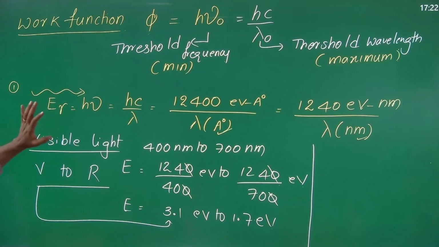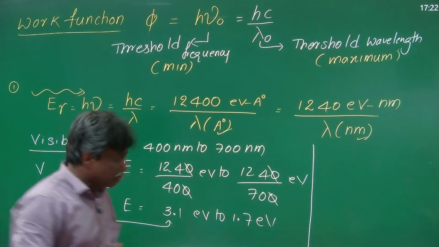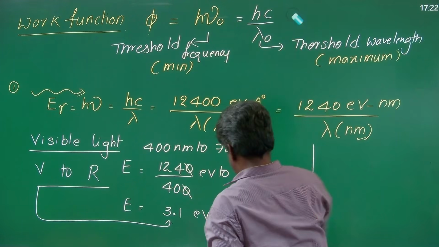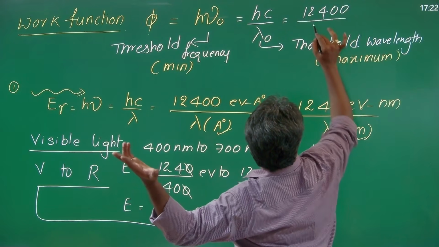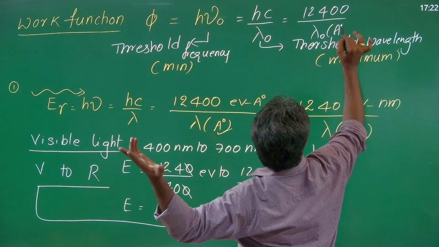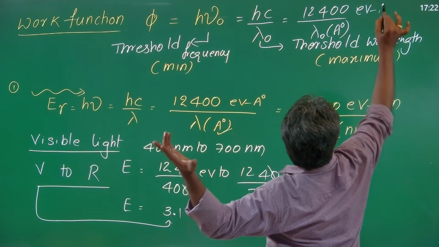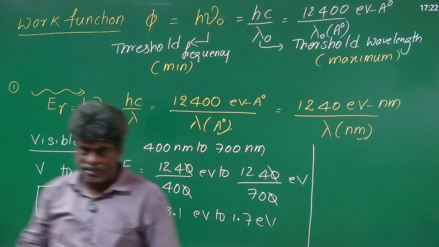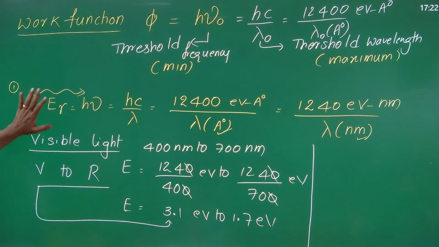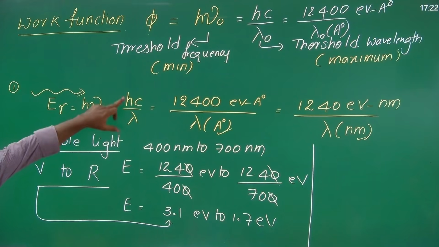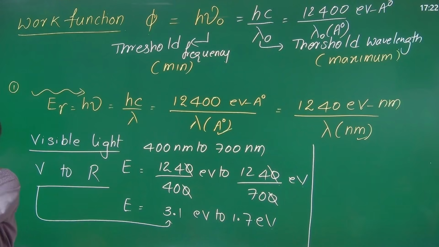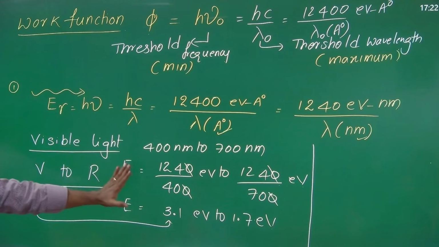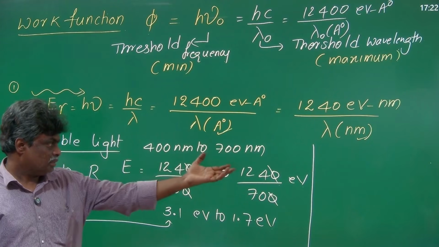And finally, here what I explained: the work function definition. This can also be written as 12,400 by lambda naught. Next, photon energy equals h nu, which is nothing but hc by lambda: 12,400 by lambda in angstroms, 1240 by lambda in nanometers. This is the visible region range, 400 to 700.